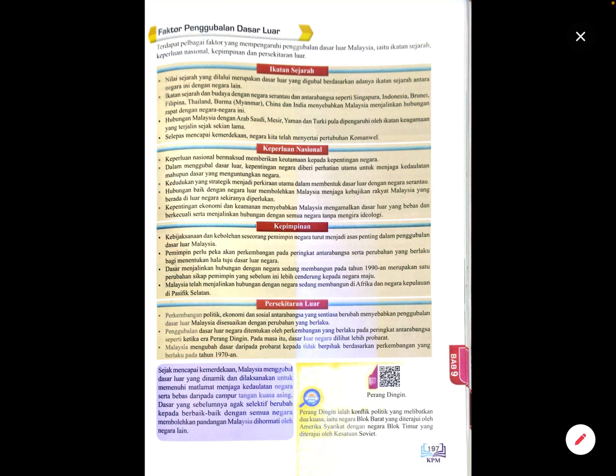Next is kepimpinan. Kebijaksanaan dan kebolehan seseorang memimpin negara turut menjadi asas penting. So it depends on the ruler as well, the leader. What does the leader think about what he should be doing? Like Tun Abdul Razak decided not to support the British as an ally anymore and became more neutral. That is Tun Abdul Razak deciding to do things. And back then Tunku Abdul Rahman was the Menteri Luar Negeri, I think. So he was the one who decided who to make friends with and so on. So the leader has to be smart on what stance he should be taking.